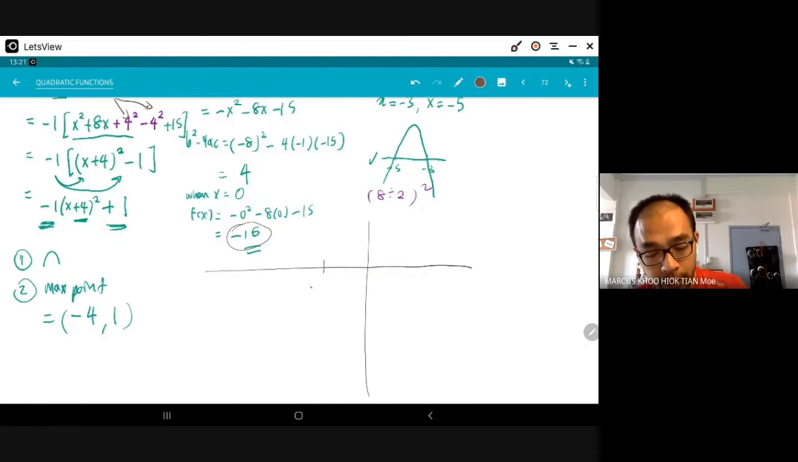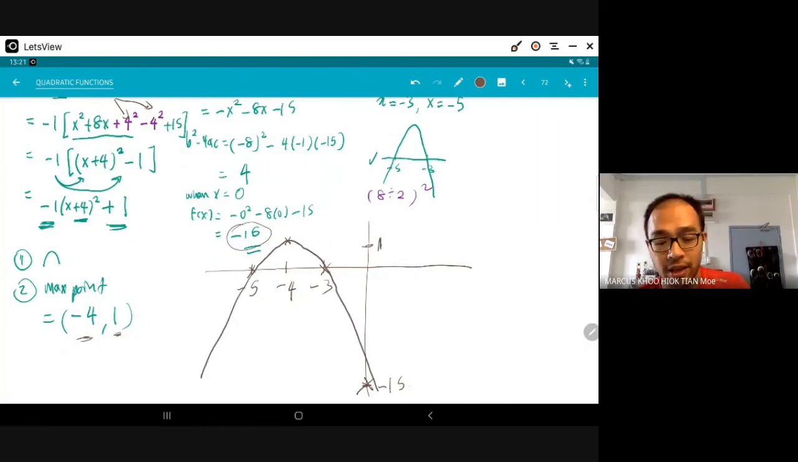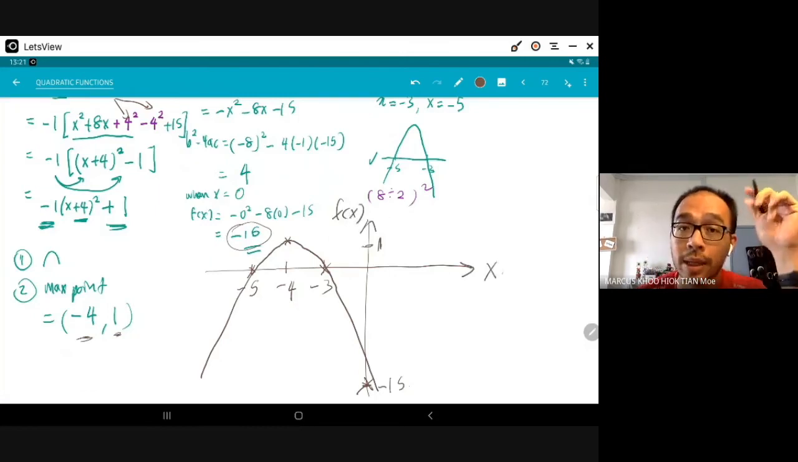So over here we have negative 3. Over here we have negative 5. Negative 4 is here. But up here is 1, because there's 1. And then the lowest, somewhere down here, is negative 15. So I plot this one: negative 4 and 1, negative 5, negative 3 and negative 15. So you can have this kind of shape, and then you can join them. Make sure you write f(x) over here and x over here to complete it all.